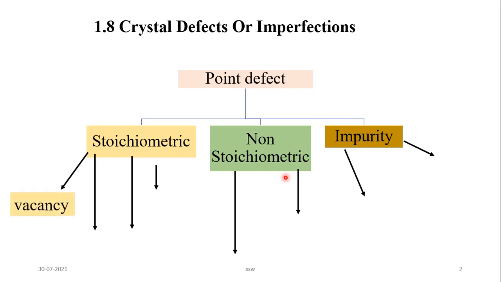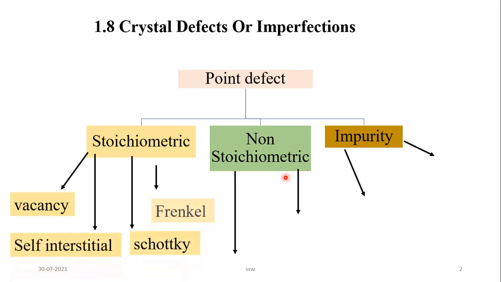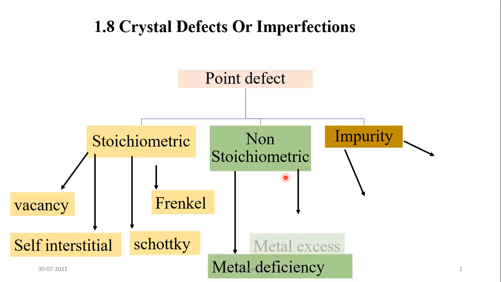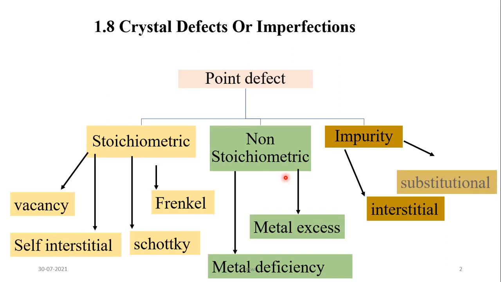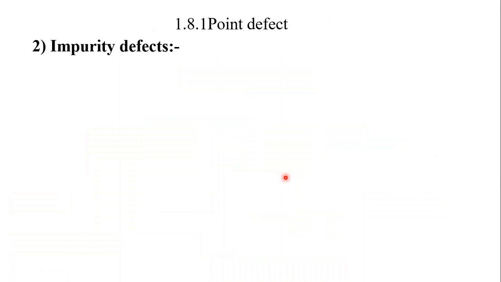We know that impurity defect is a point defect. Point defects are mainly classified into three types: stoichiometric point defect, non-stoichiometric point defects and impurity defect. Out of these, we have studied stoichiometric point defects, that is vacancy defect, self-interstitial defect, Schottky and Frenkel defect. And today in this lecture we will study the impurity point defect, that is substitutional impurity defect and interstitial impurity defect. So impurity defect means what?